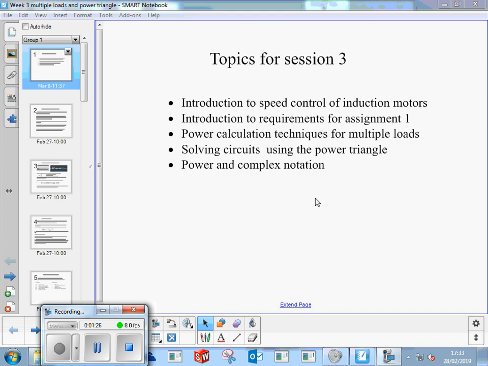We'll also have a look at solving some circuit problems via the power triangle and power with complex notation. So some more maths and calculation type things towards the second half of the session. And again, we've got some tutorial questions for you to have a go at.